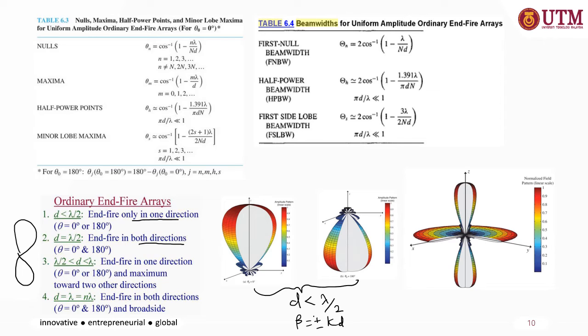While if d is between lambda over 2 and lambda, you have a maximum in one direction and maximum towards two other directions. And the other case, if you have d equal to a multiple of lambda, the end fire will have both directions and broadside. So this is when d equals a multiple of lambda, n equal to 1, 2, and so on. If you have a multiple of lambda, you will have both directions, and you have the broadside as well.